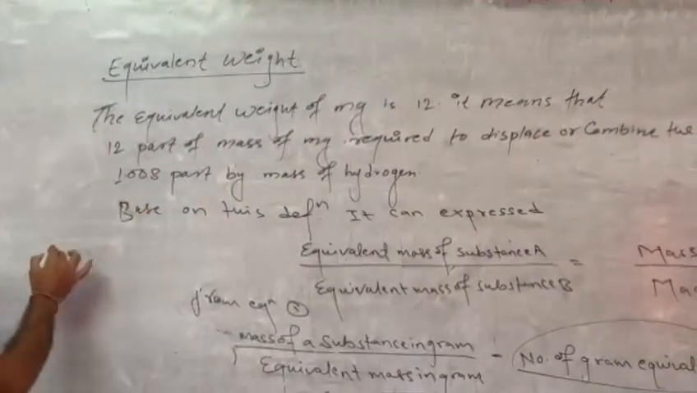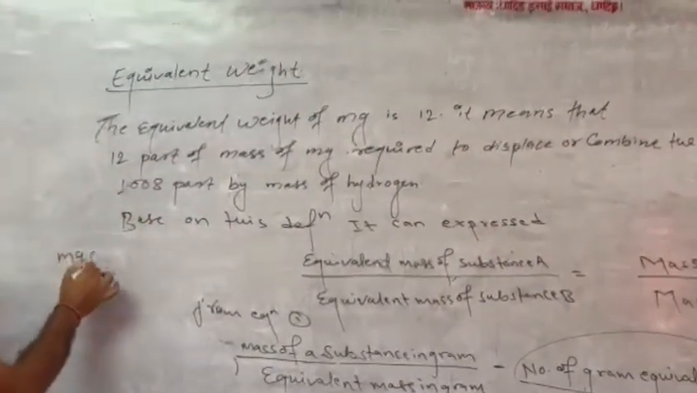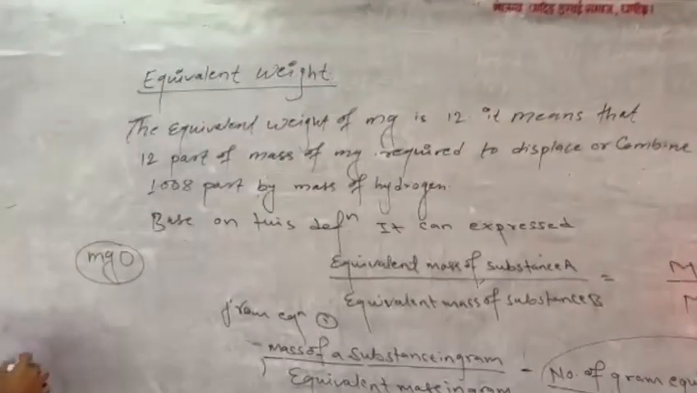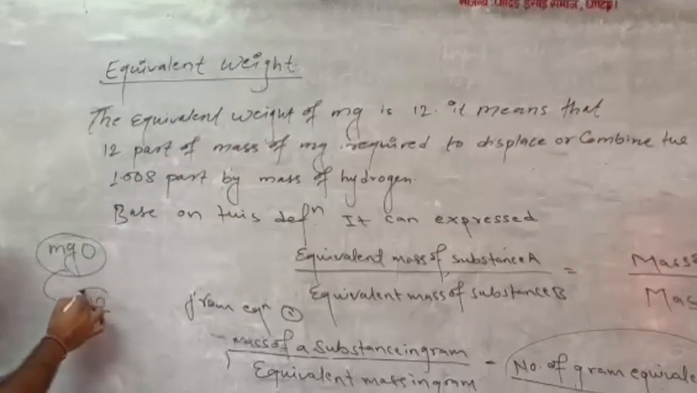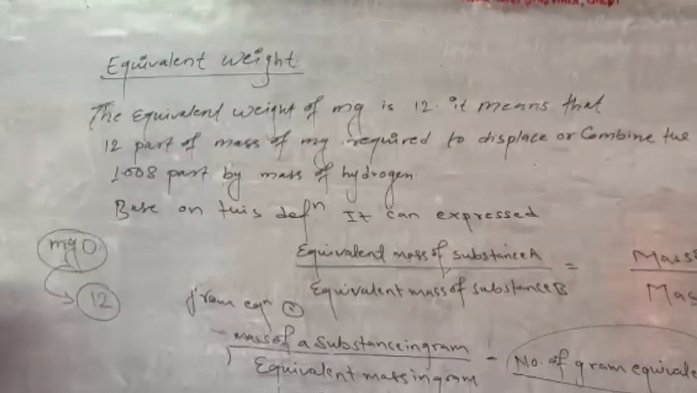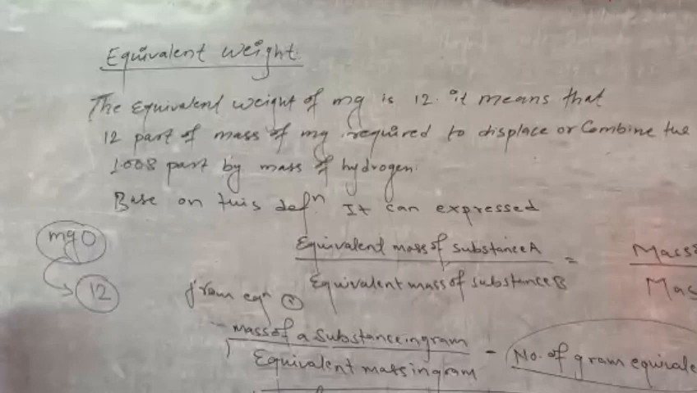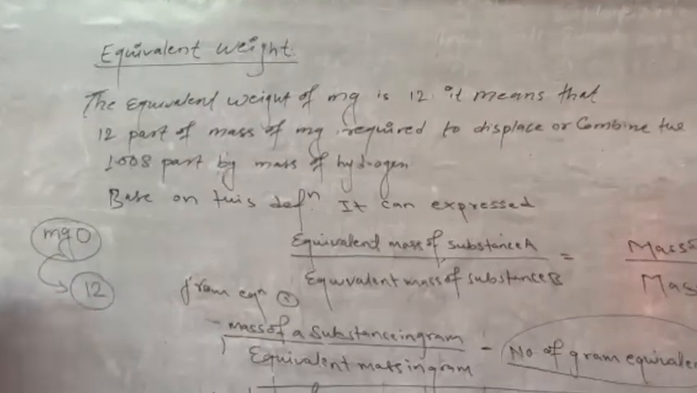Before this, in MgO we found that the equivalent weight of magnesium is 12. Then what does it mean?